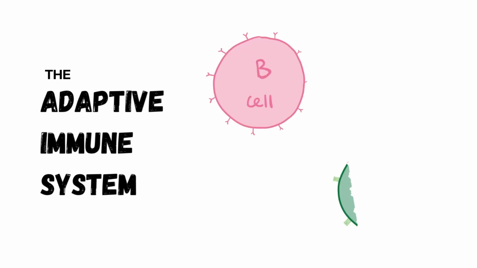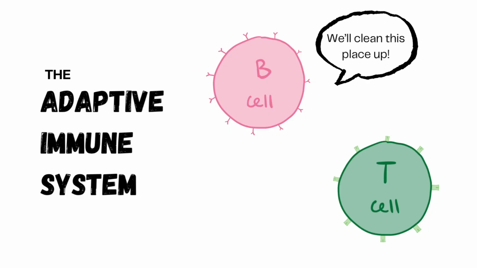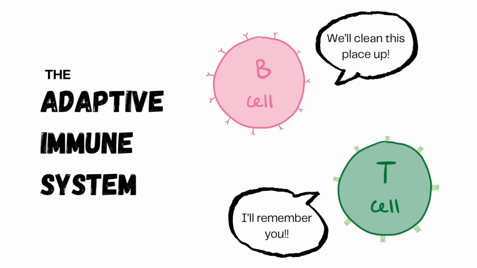The second round of defense in your immune system is called the adaptive immune system. And adaptive immune cells are mostly B cells and T cells. Both are useful in helping to not only get rid of an existing pathogen, but also in creating a memory of how they fought it so they can do it again quicker if they ever come across the same threat again.